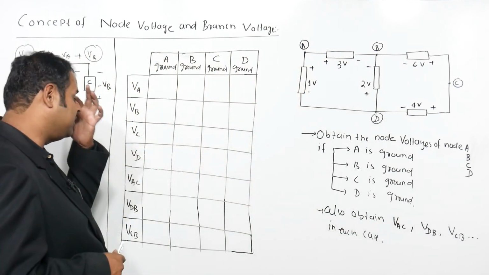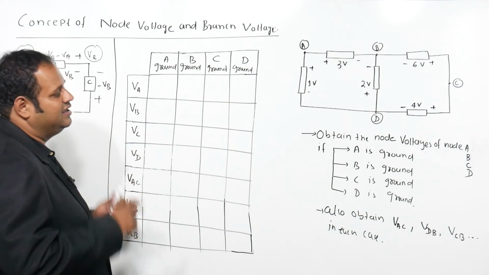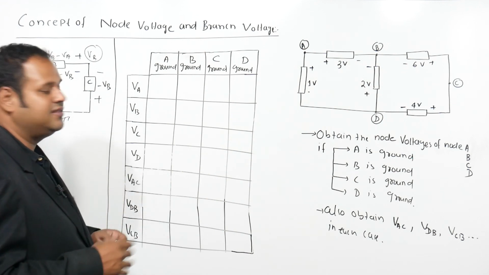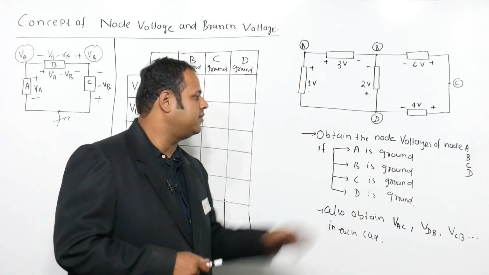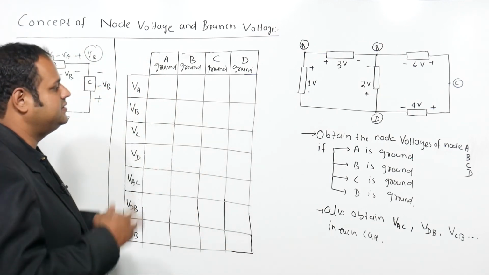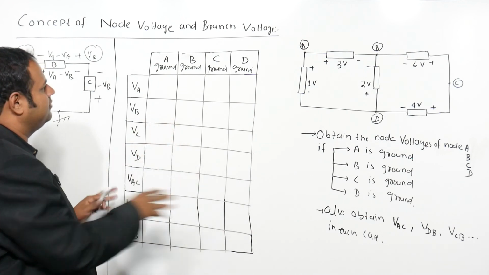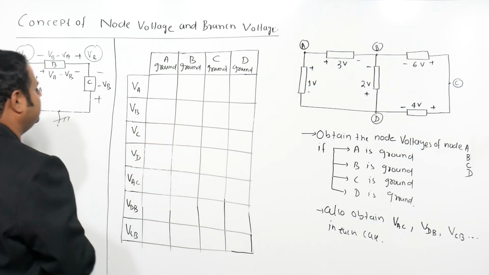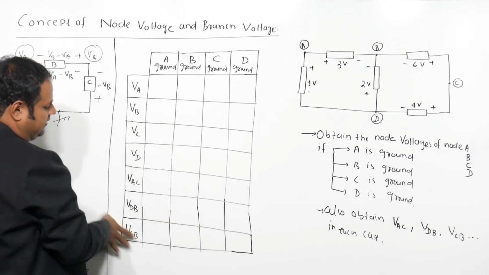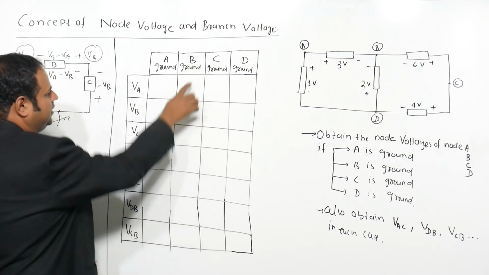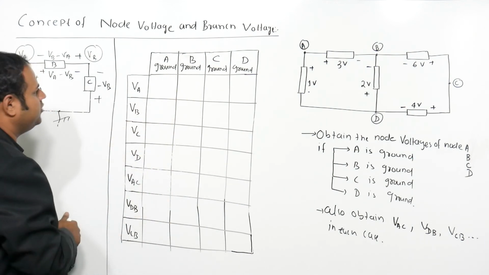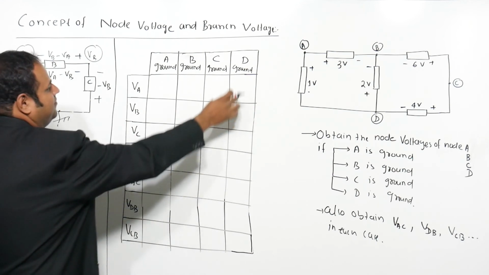So basically the problem is, if A is ground, what is the answer of VA, VB, VC, VD? If B is ground, what are the corresponding answers? And similarly for C and D. Now to have a comparison and to make a conclusion or observation, I have drawn this particular table here, right? In this column, I'll be filling, if A is ground, what are the corresponding values of these voltages? In this column, if B is ground, what are these voltages, and so on and so forth. So what I'm doing is, let's start from the last one.